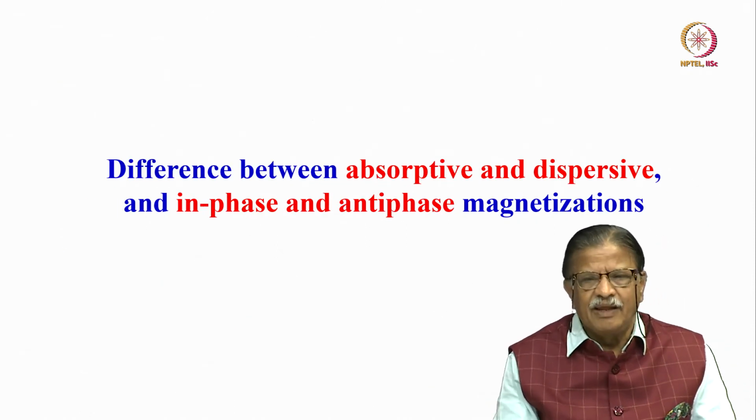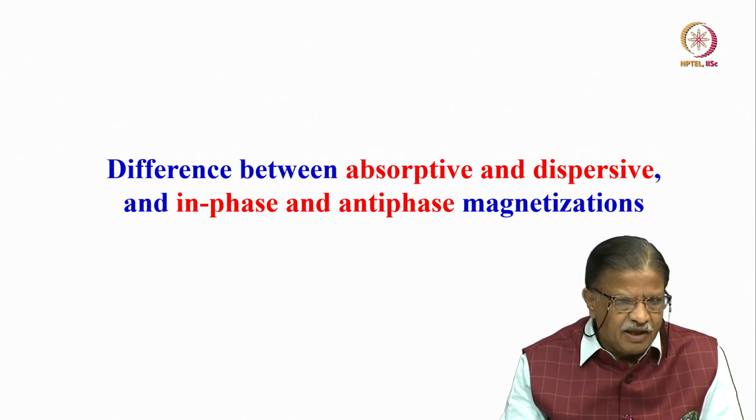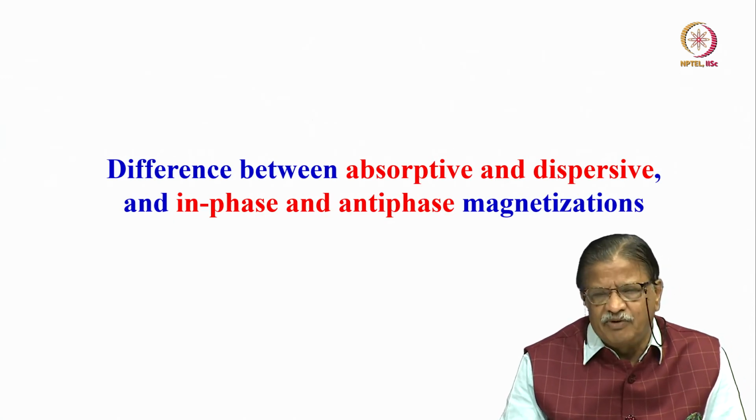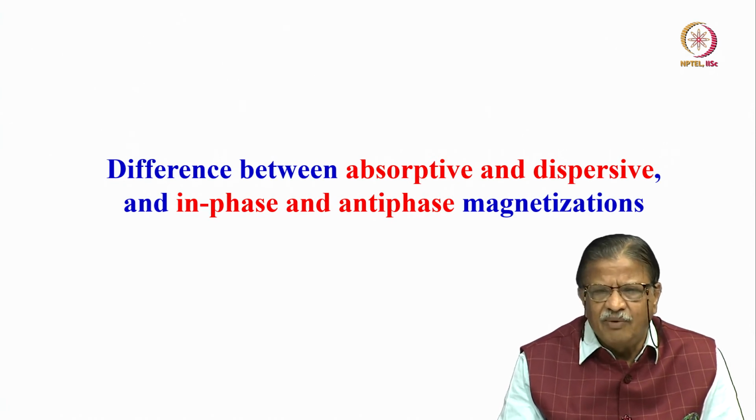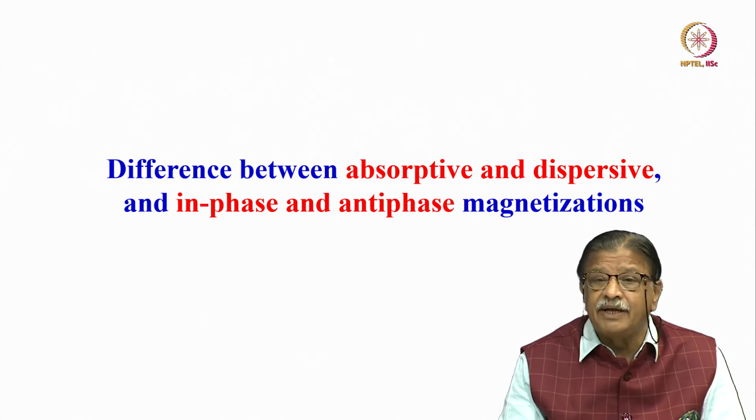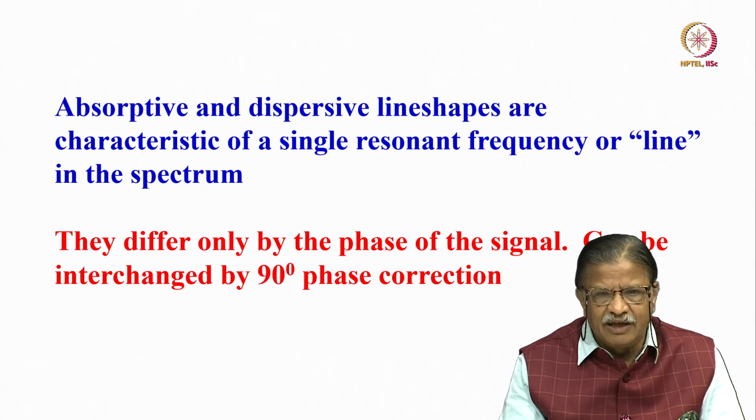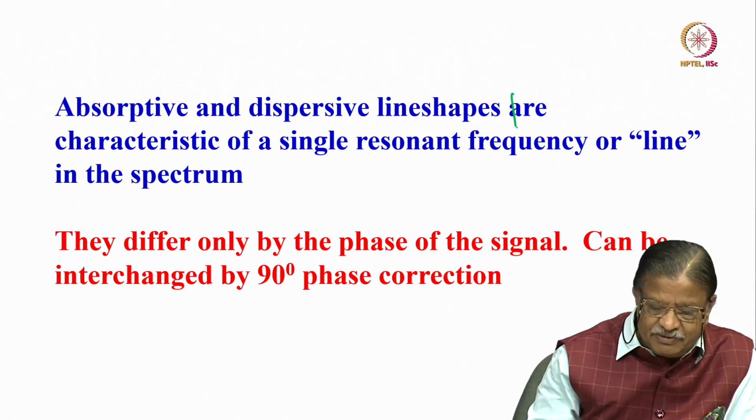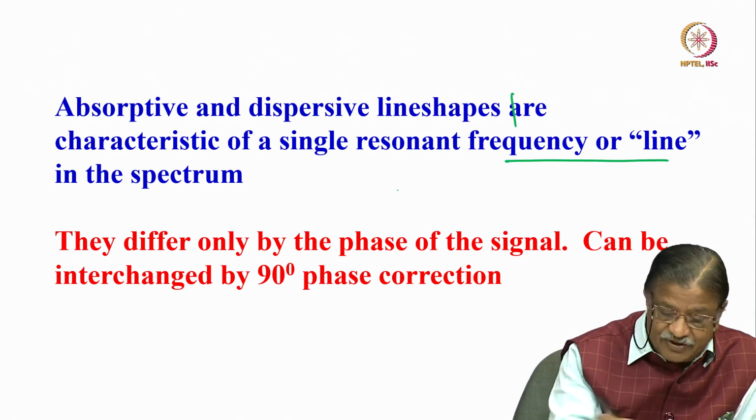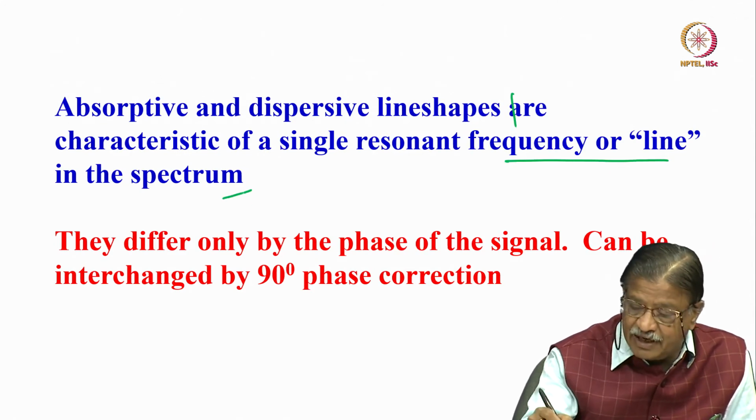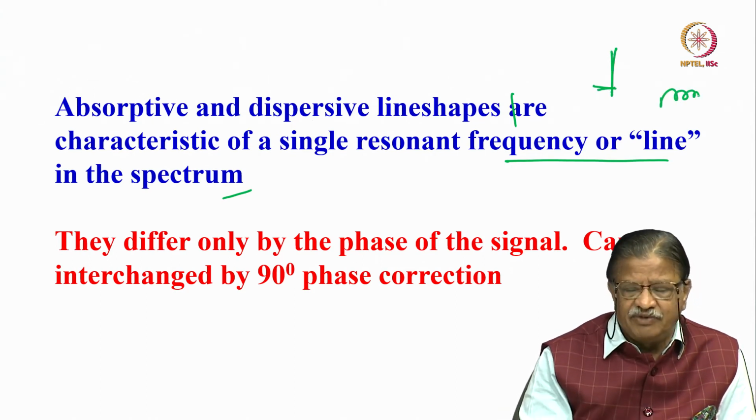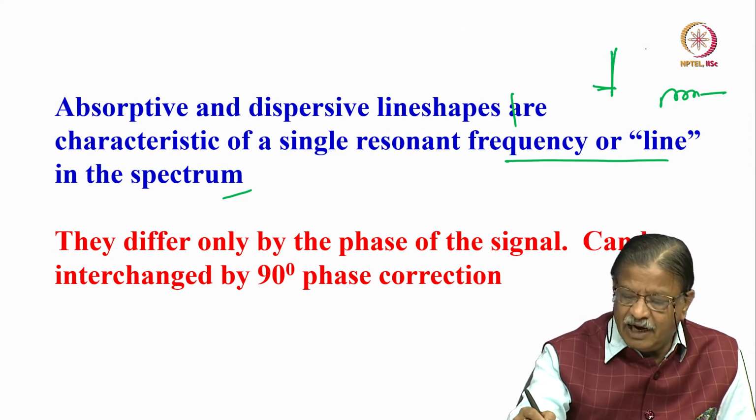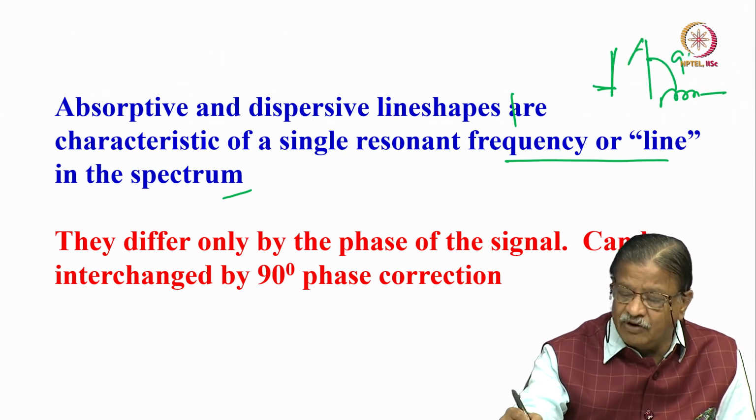So now there is some confusion here. What is the difference between absorptive and dispersive, you may ask me. And we are talking about in-phase and anti-phase also. What is absorptive, dispersive? What is in-phase, anti-phase? What is the confusion we have created here? Look at this one. Absorptive and dispersive line shapes are characteristic of a single frequency, only one frequency line. I collect along Mx, if the receiver is here, this is absorptive and this is dispersive, they are exactly out of phase by 90 degrees.